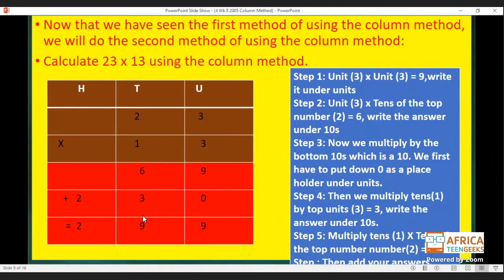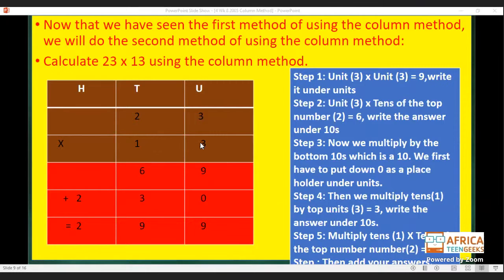So this is actually what maybe your teachers have taught you in school. This one is still the column method, but it's a shorter version of it. We do the same thing. Everyone knows we start with the units. So we say 3 times 3, it's 9. You see, I've written 9 here. And then we say 3 times 2, it's 6, right? We're multiplying 3 with the top number.